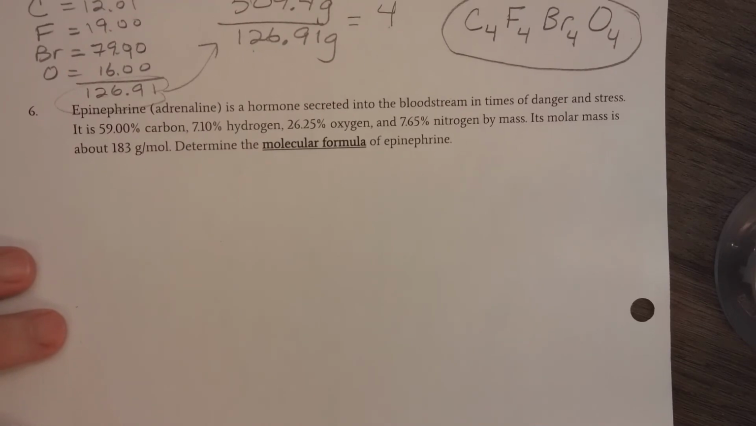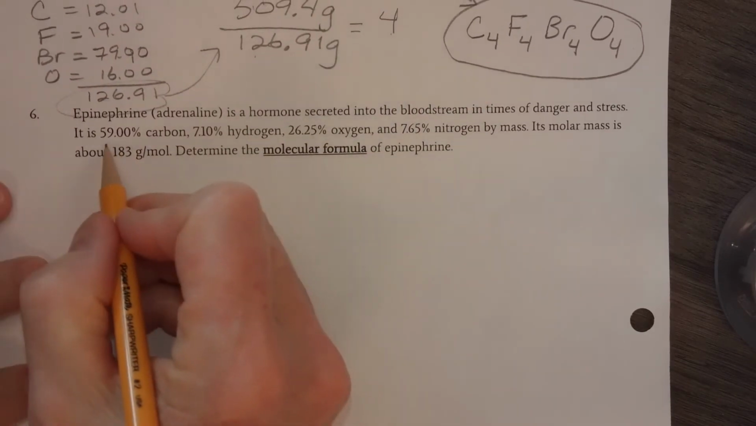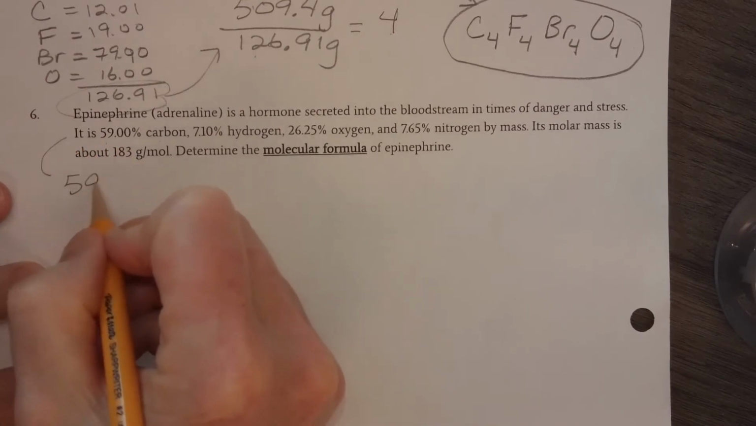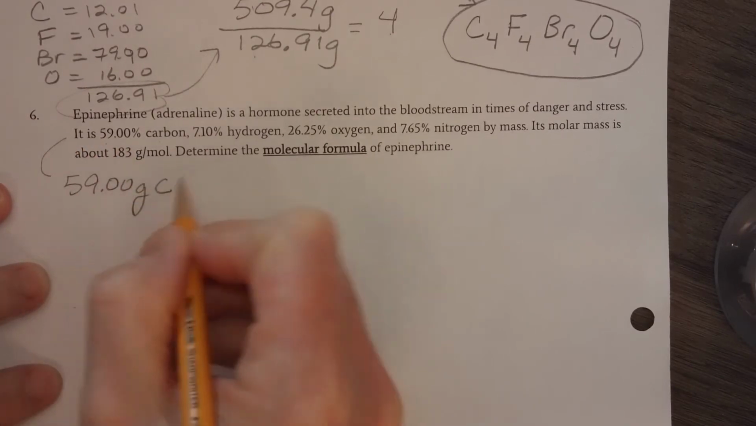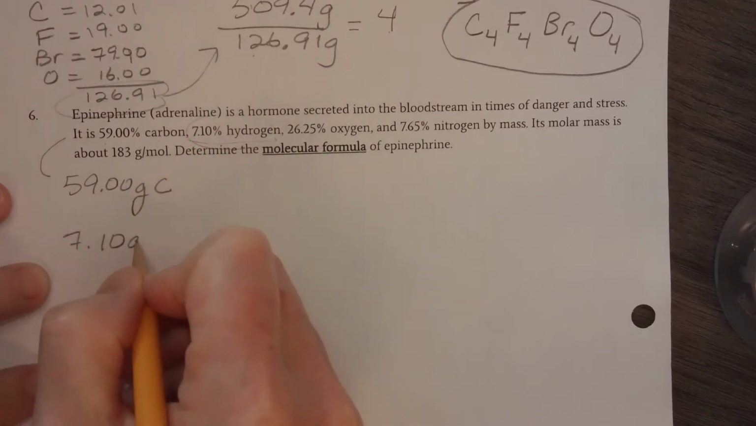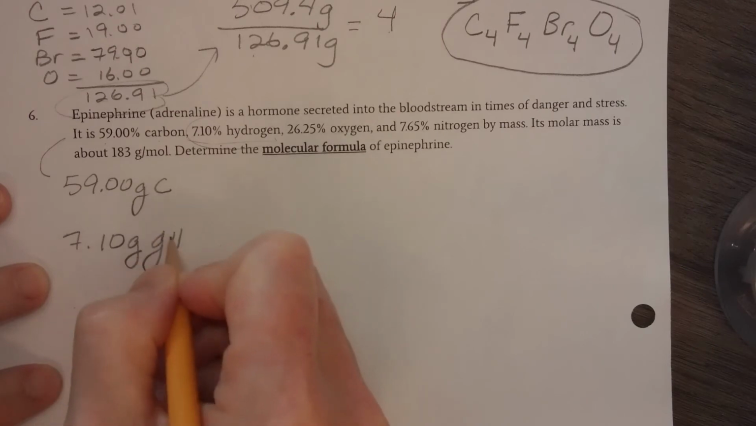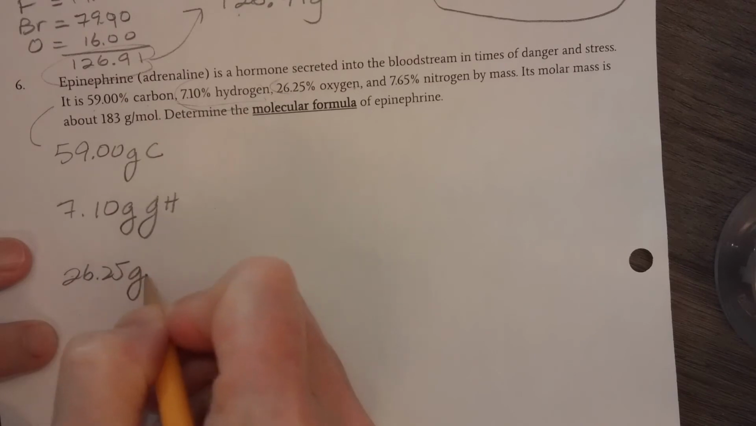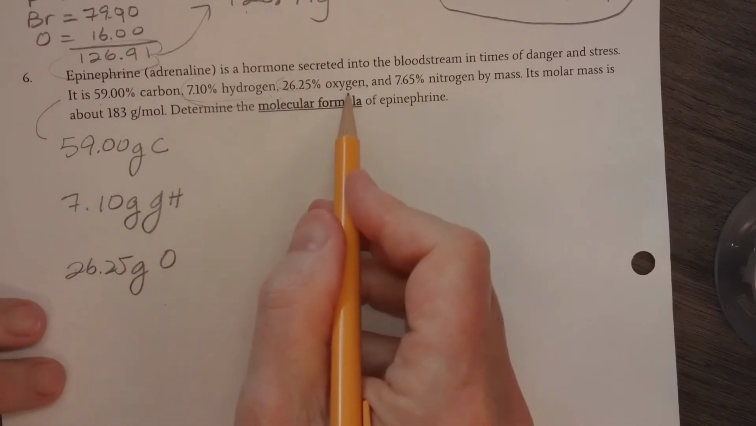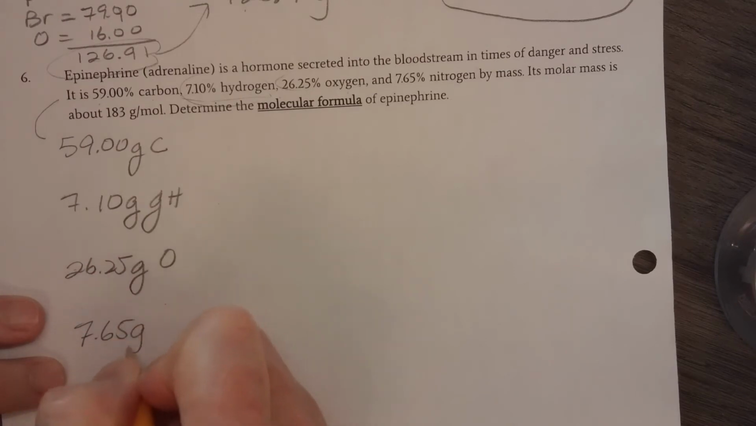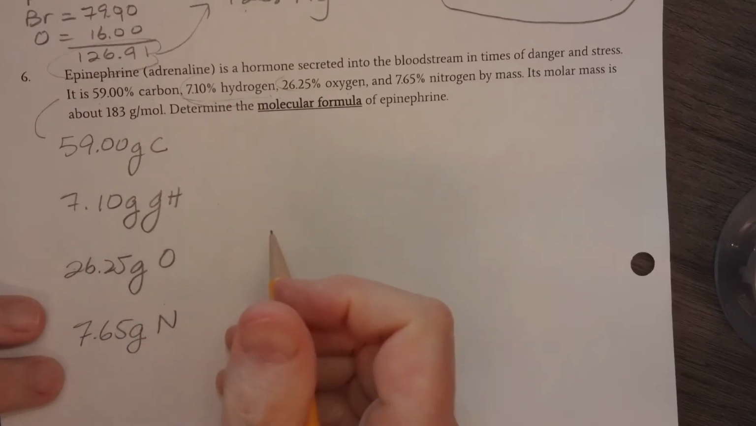And finally, if I have epinephrine or adrenaline, and I know that it is 59% carbon, remember the first step, I change that to grams. 7.1% hydrogen, change that to grams. 26.25% oxygen, change that to grams. Assume I have 100 grams of substance and 7.65% nitrogen, change that to grams.